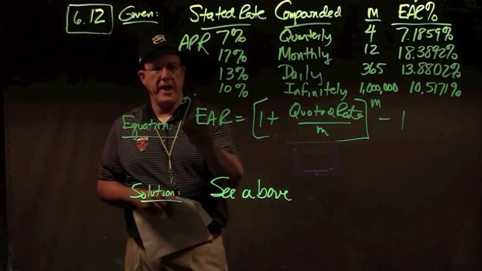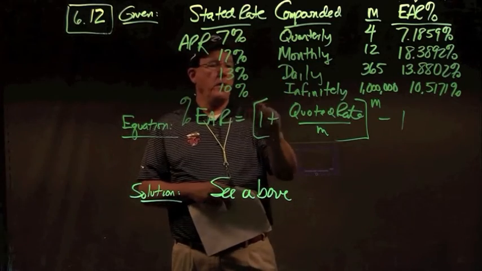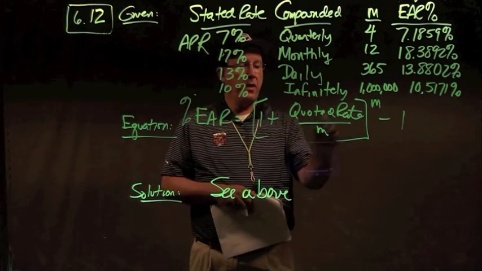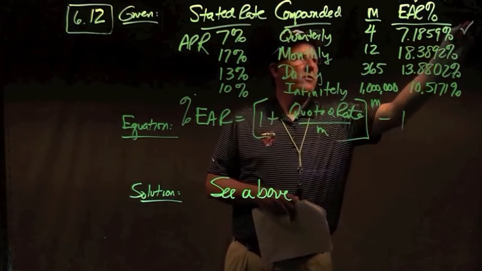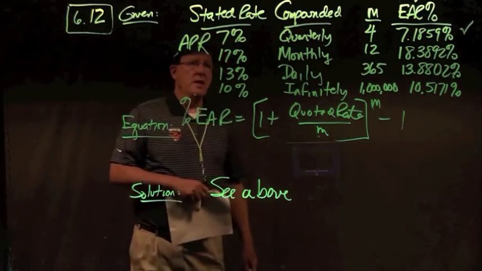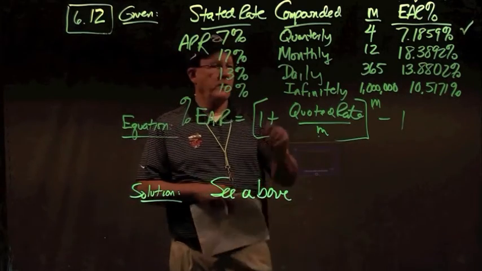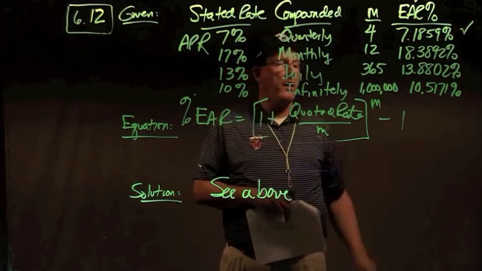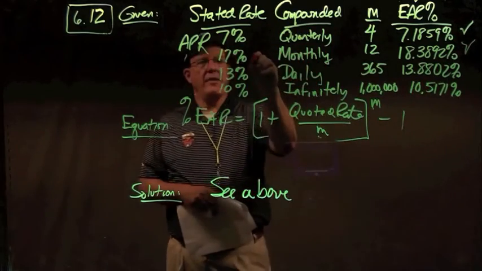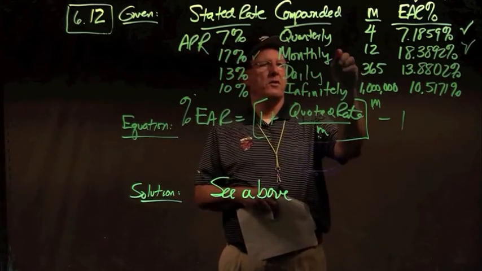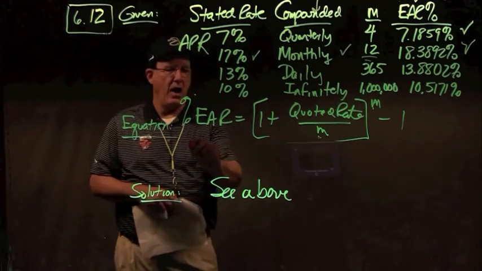So the percent EAR is equal to 1 plus that quoted rate over M, to the Mth power, minus 1. In the first case, 1 plus 0.07 over 4 to the 4th power minus 1, I get an answer of 7.1859%. In the second case, 17% compounded monthly, we know it's got to be higher than 17%. 1 plus 0.17 over 12 to the 12th power minus 1, I get 18.3892%. So if I have a credit card that says 17%, but on the back of your credit card bill it says compounded monthly, look for that word compounded. You know you need to calculate the EAR.